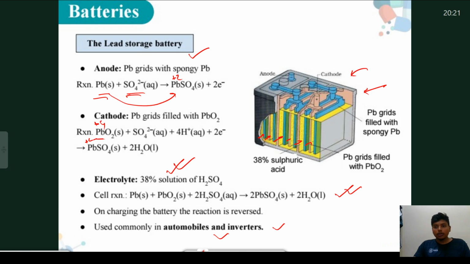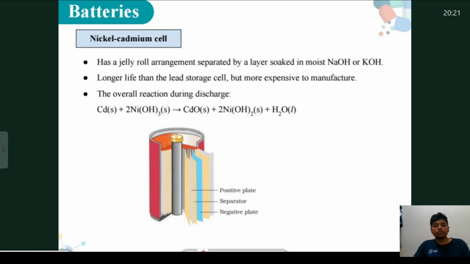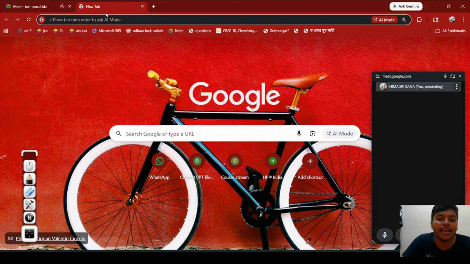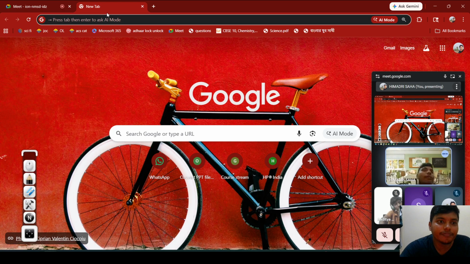There are only four batteries in your syllabus, and the nickel cadmium cell. The nickel cadmium cell also looks like a dry cell, but actually it is not a dry cell. You can recharge it. You have also seen this, I think. If you have enthusiasm in science, I think you saw it.